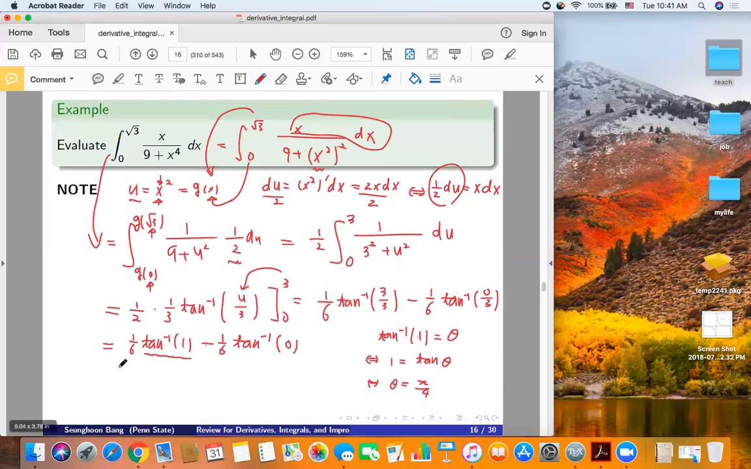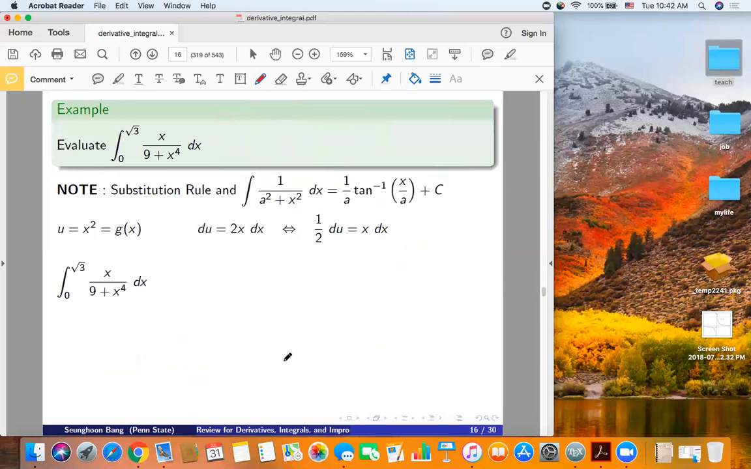So we have 1 over 6 times pi over 4 minus 1 over 6 times inverse tangent of 0. You can use a similar method: inverse tangent of 0 is 0. So this is 0. The final answer is pi over 24. This is the whole idea for solving this problem.